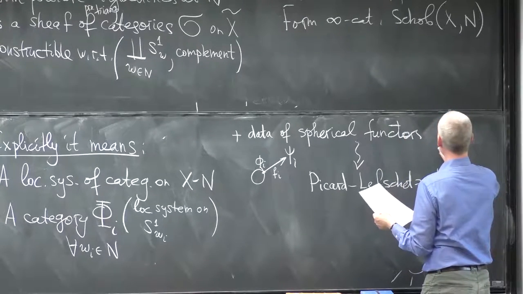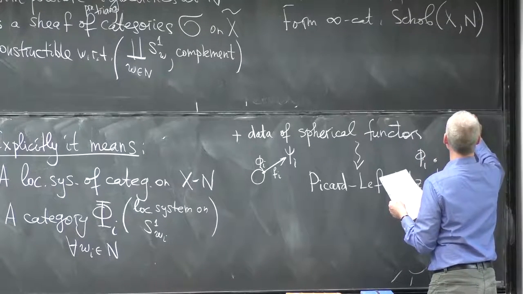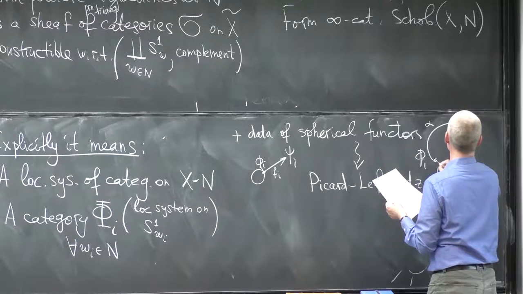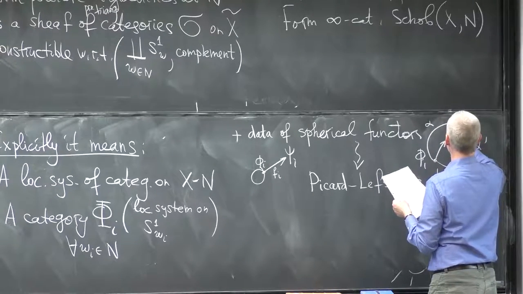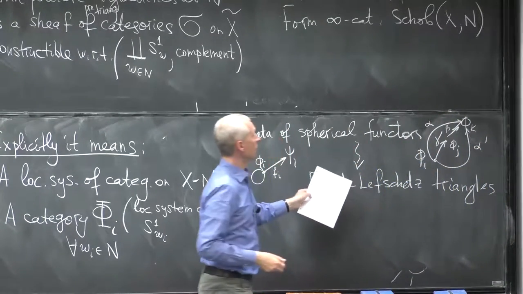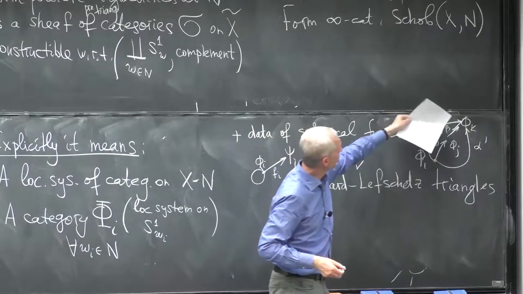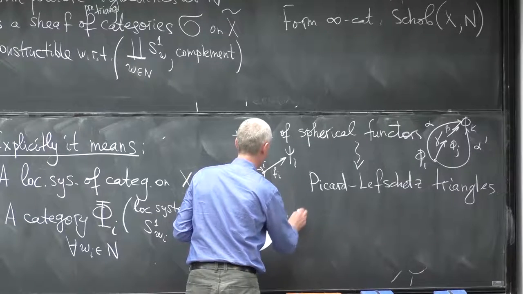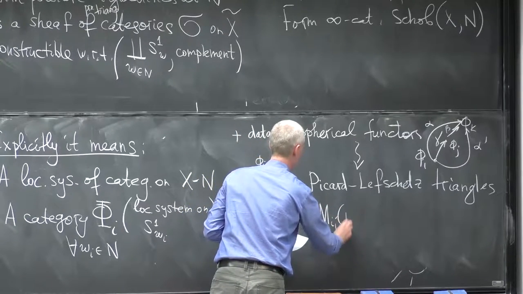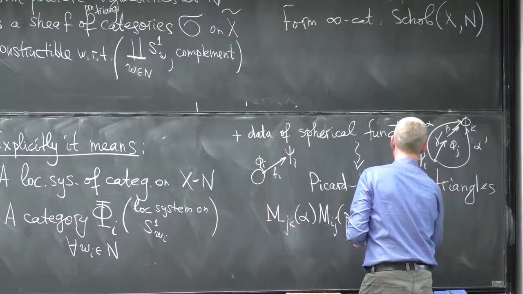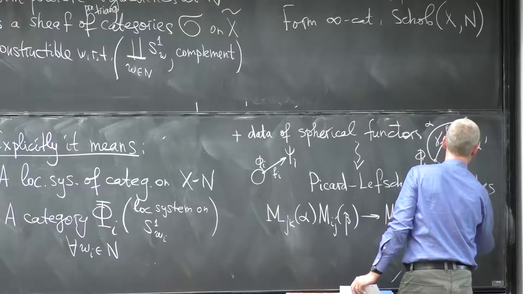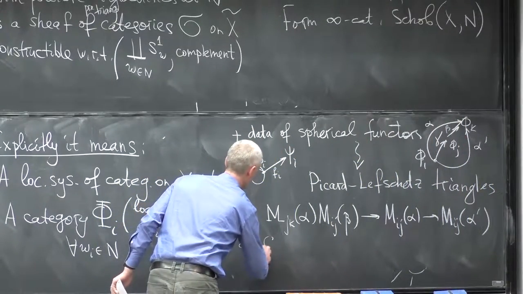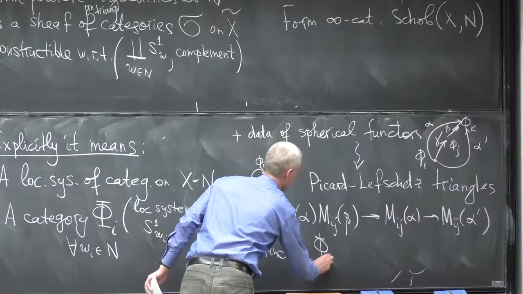So again, we have the situation as before. We have phi I, phi k, phi j. This will be path alpha. This will be path alpha prime. This will be path beta and gamma. And similarly there will be equivalences, certain functors between phi I and phi k, and we have an exact triangle of functors like this: m j k of alpha, m I j of beta, m I j of alpha, m I j of alpha prime. So it will be triangles of functors between the category phi I and the category phi k.